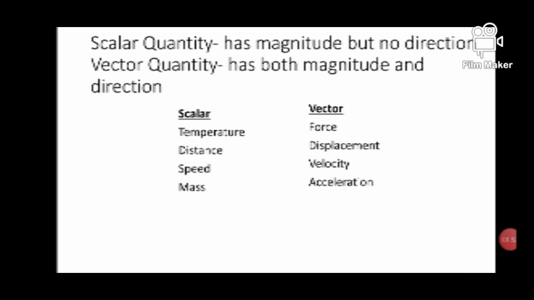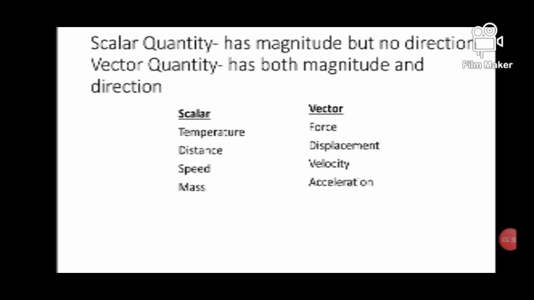In vectors, we have force as an example, because we can describe it both in magnitude and in direction. If we describe it, this example would be like 130 newtons going west. 130 is its magnitude and west is its direction. So it is a vector quantity.